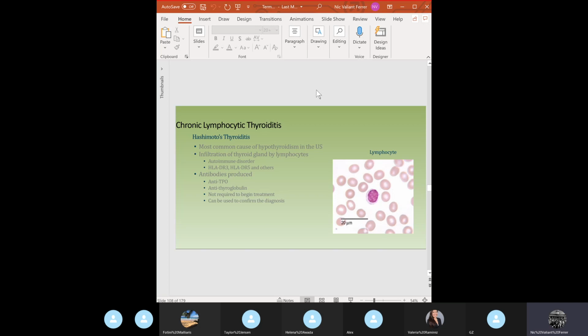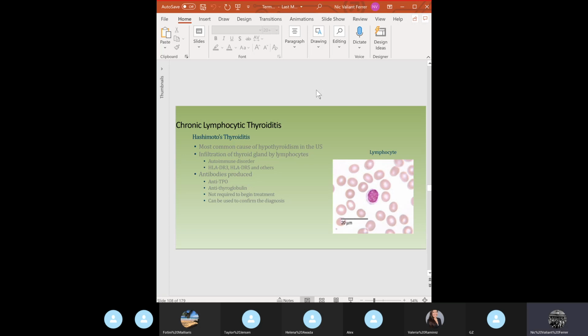Question, what's the function of TPO? Thyroid peroxidase, what does it do? It conjugates the iodine. Exactly, for iodination, right? It adds iodine to your T3, 3 iodines, and T4, 4 iodines. Excellent. Anti-thyroglobulin.